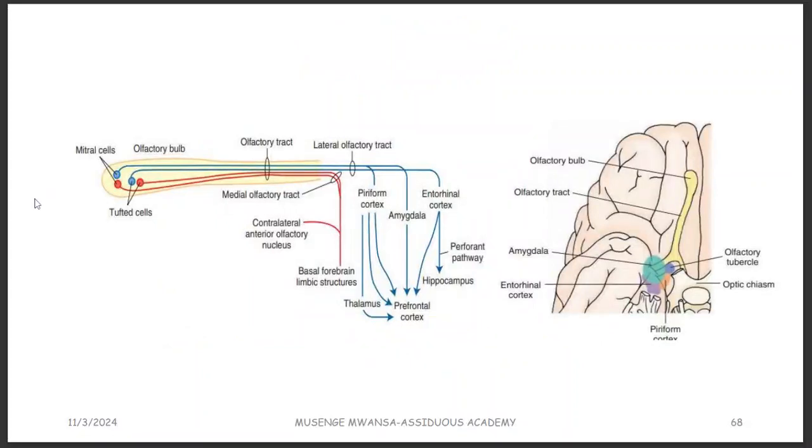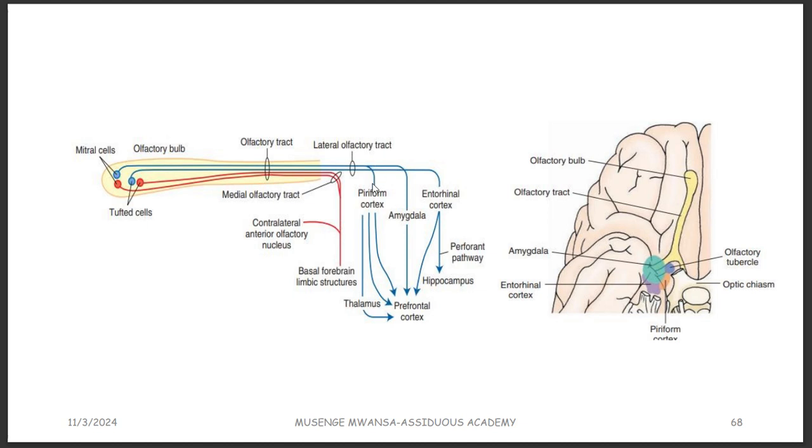And you can see for the central olfactory pathway, you have got important cells here like the mitral cells and the tufted cells. These guys, you can see there's going to be information going via the olfactory tract, and it's important to know where they are going. You're having the medial olfactory tract, which is going to the basal forebrain limbic structures. You're having also the lateral olfactory tract.